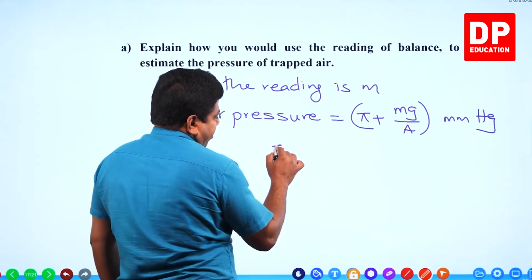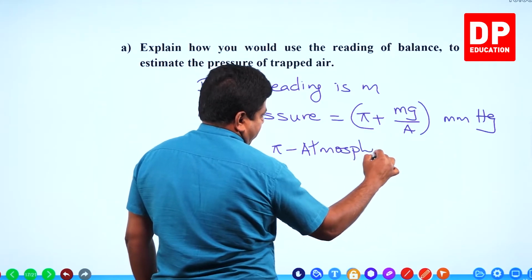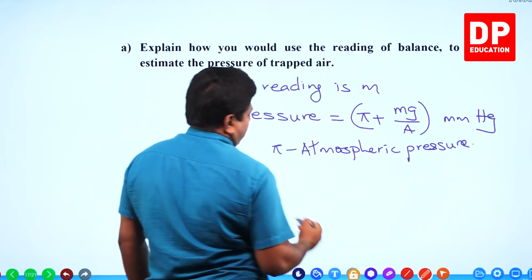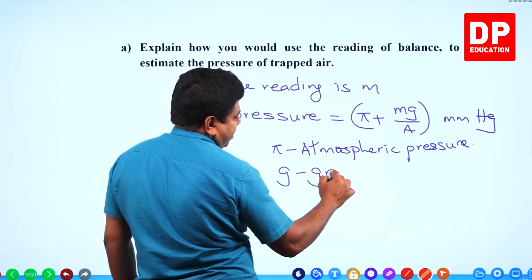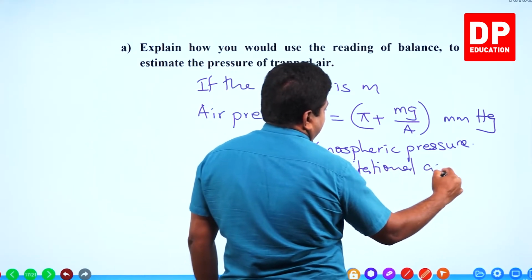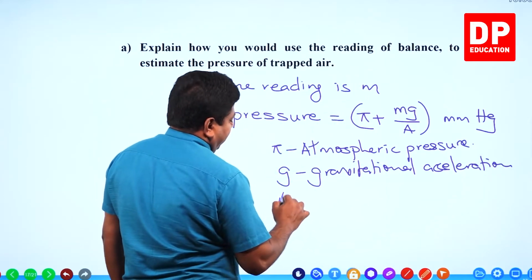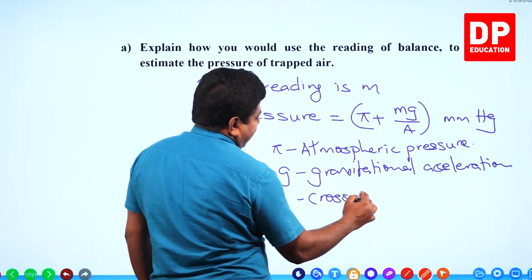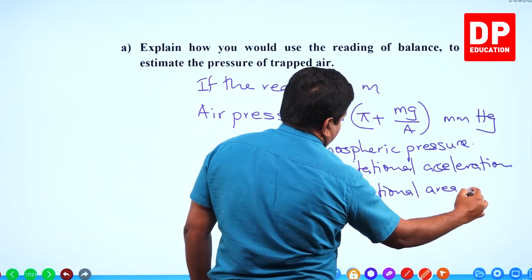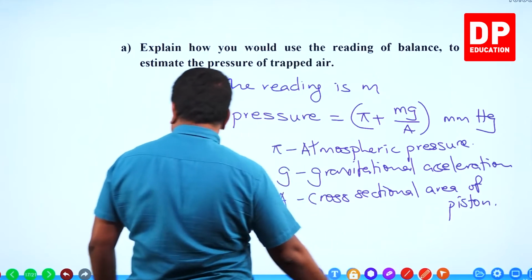Here, Pi is the atmospheric pressure. G is gravitational acceleration. A is the cross-sectional area of piston. Next.